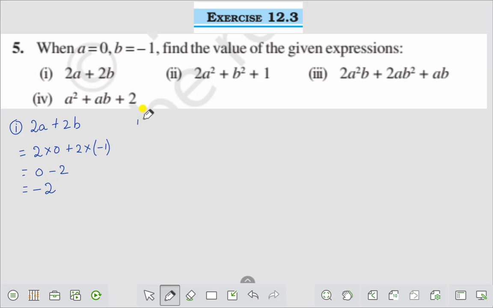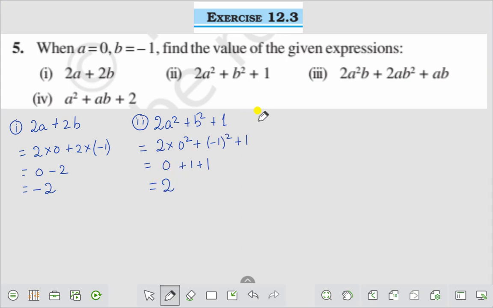Question number 2 is 2a square plus b square plus 1. The value of a is 0, so 2 into 0 square plus b square, b is minus 1 whole square, plus 1. Therefore, we are getting 0 into 0 is 0, so this value is 0. Minus 1 into minus 1 is plus 1, plus 1, that is 1 plus 1 is 2.